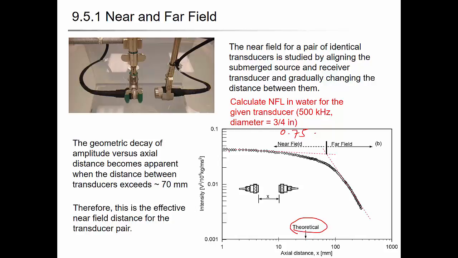And when you get the intensity, you can see that it's decreasing as you go further away, and this is the experimentally determined near field. So it's pretty similar to the theoretical one. That's around 30, 40, 50.